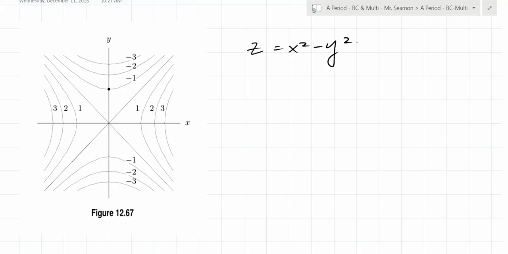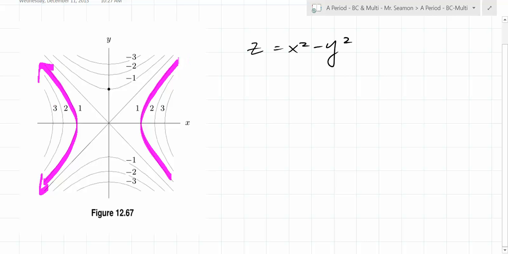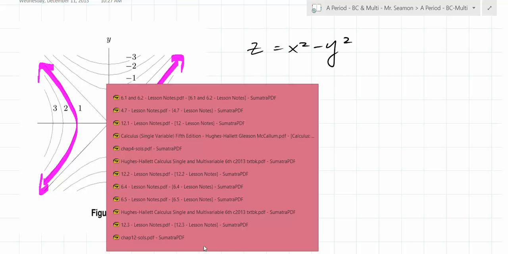But this right here, you pick a z-value, you make the graph. Each one of these, though, so when you graph, for example, when you plug in z equals 1, you're going to get this and this. What's that called? Hyperbola? Yep, correct.